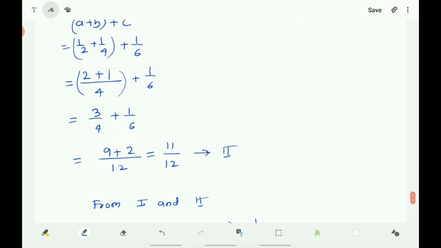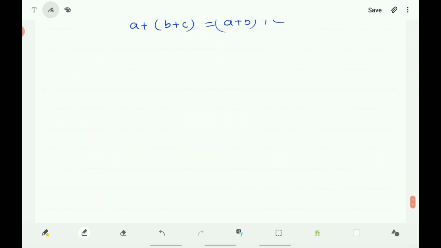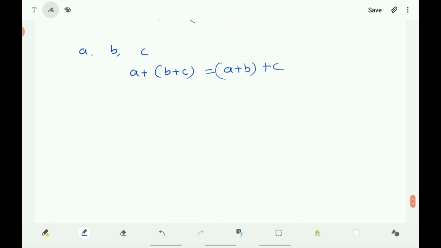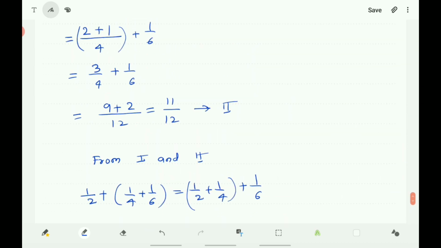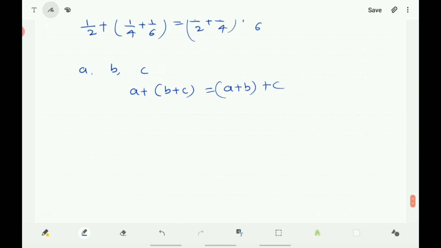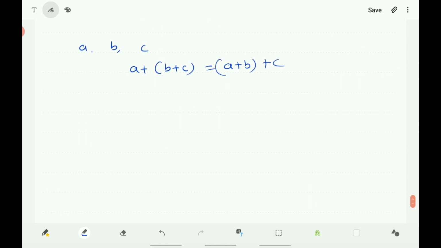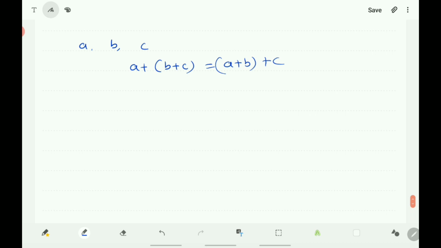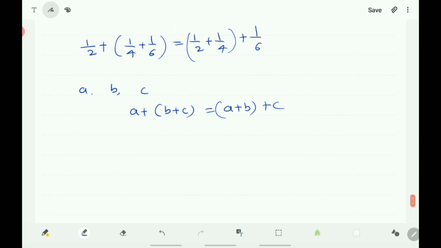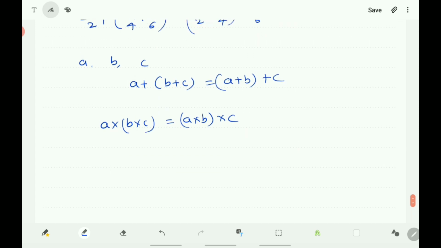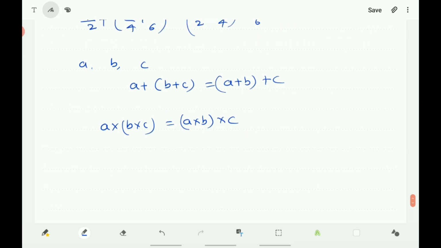Now let us check the associativity for multiplication. So let us take the same numbers here. They are 1 by 2, 1 by 4, 1 by 6. Now the associative property of multiplication is, you can write A into (B into C) is equal to (A into B) into C. That you have to check here. A into (B into C) is equal to (A into B) into C.